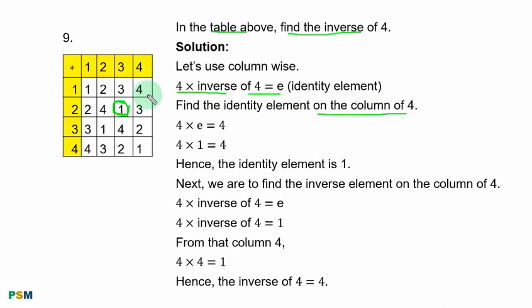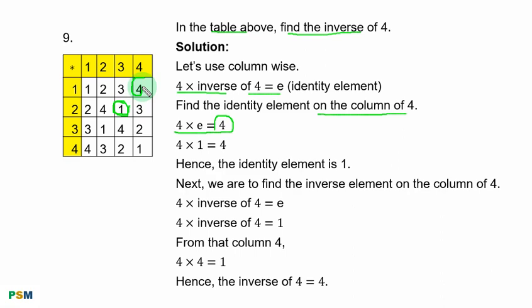This is column 4. Remember the condition. The element 4 times E is equal to 4. That is 4 asterisk E is equal to 4. Here the operation asterisk is based on multiplication. So you have 4 times E equal to 4. 4 is the result on column 4. This is column 4. Result 4 is here.